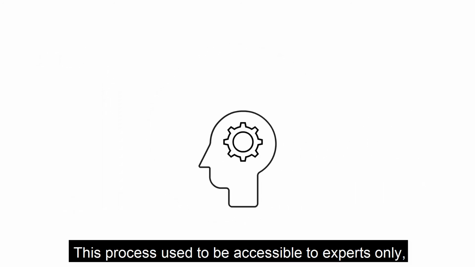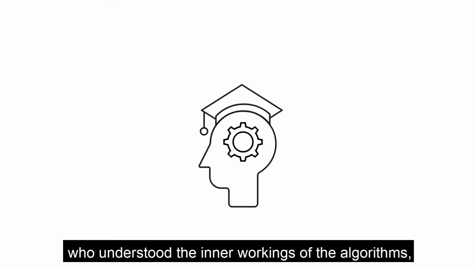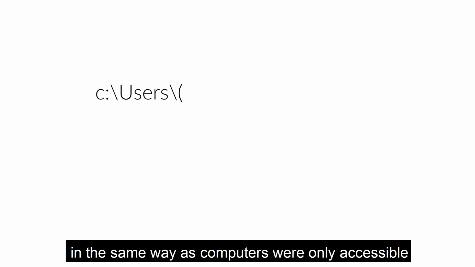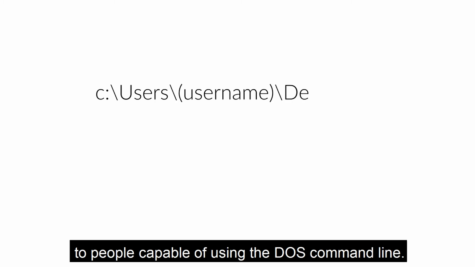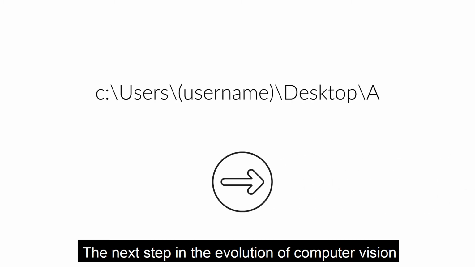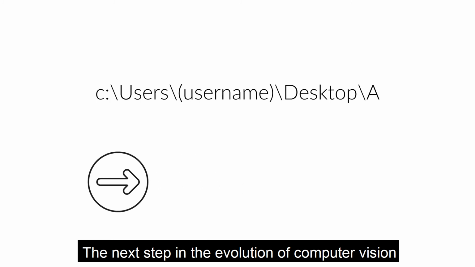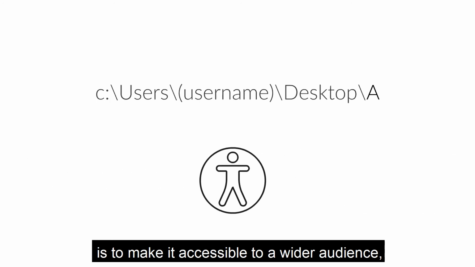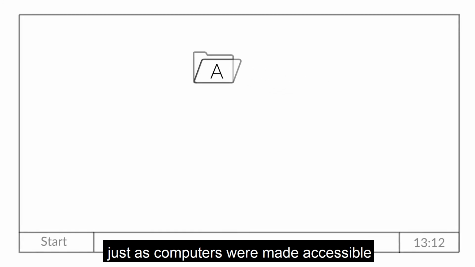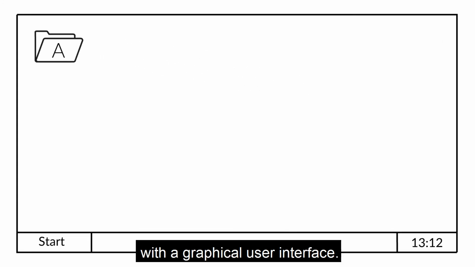This process used to be accessible to experts only, who understood the inner workings of the algorithms, in the same way as computers were only accessible to people capable of using the DOS command line. The next step in the evolution of computer vision is to make it accessible to a wider audience, just as computers were made accessible with a graphical user interface.